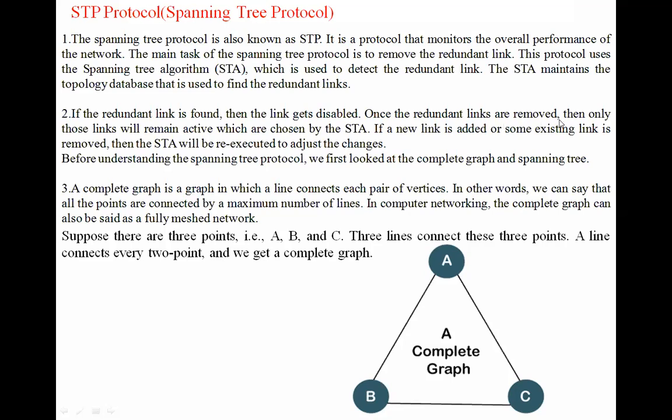Once the redundant links are removed, only those links chosen by the spanning tree algorithm remain active. If a new link is added or some existing link is removed, the spanning tree algorithm will be re-executed to adjust to the changes. If a link has been disconnected or damaged in between, the main function of the spanning tree algorithm is to re-execute, and that link is adjusted into that particular loop, that particular graph.